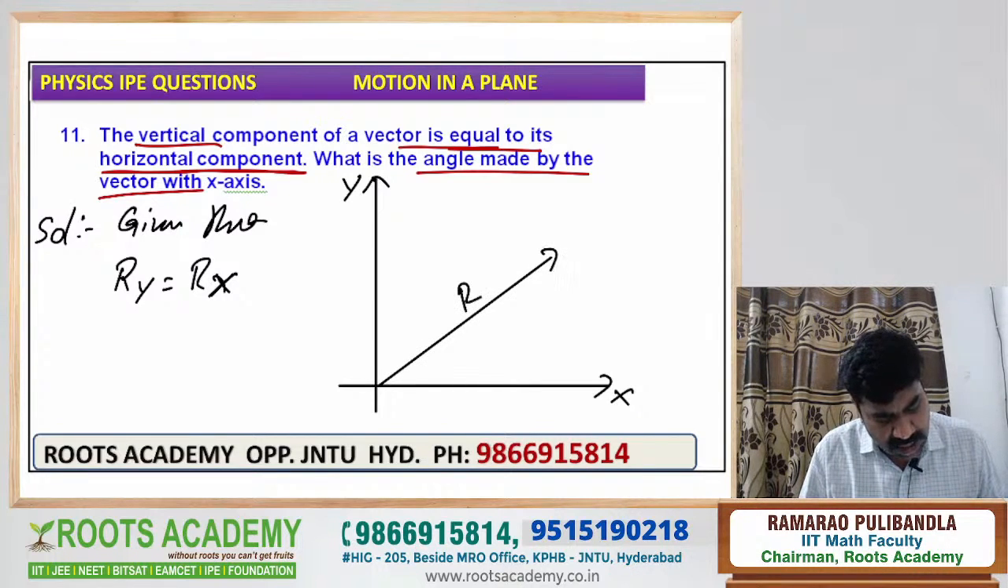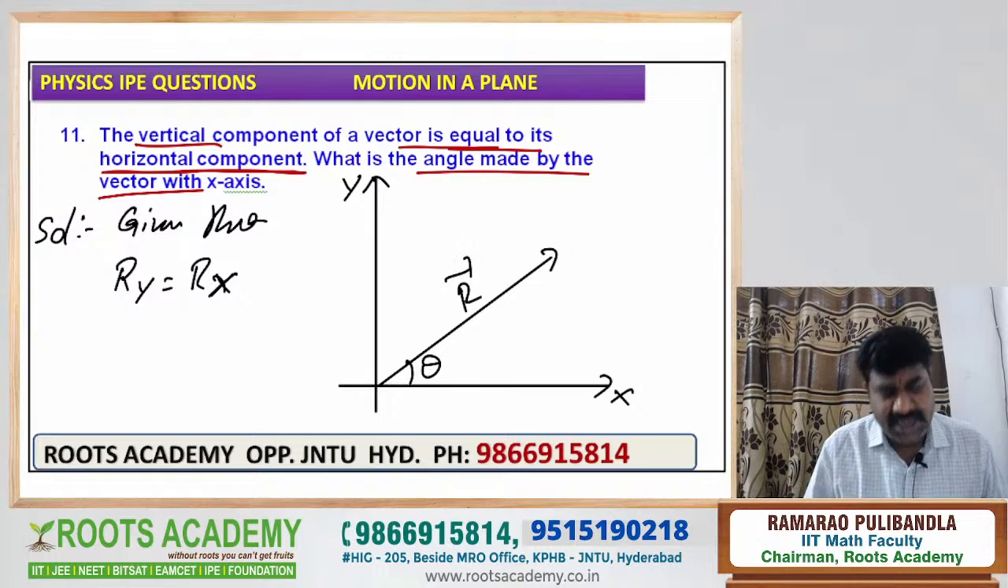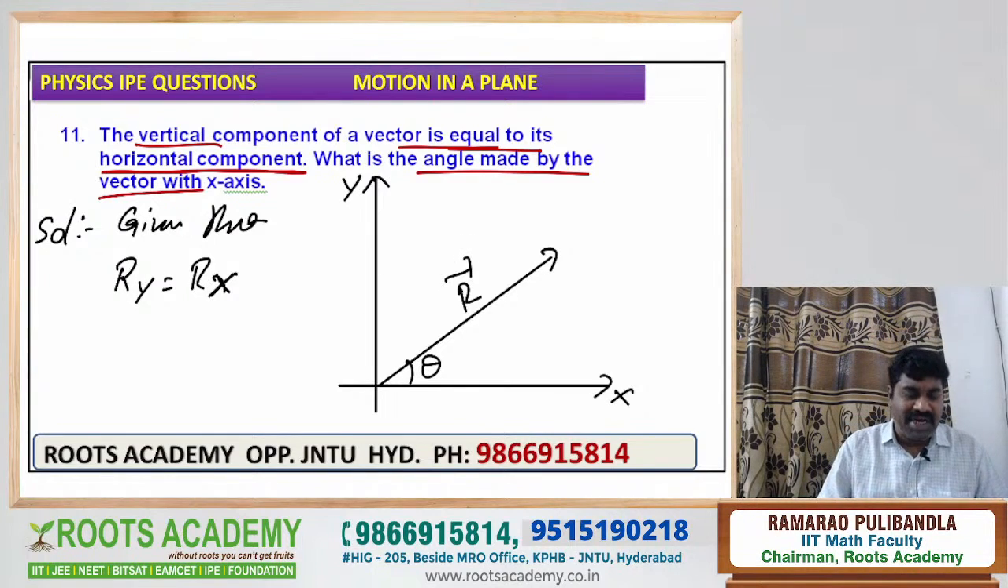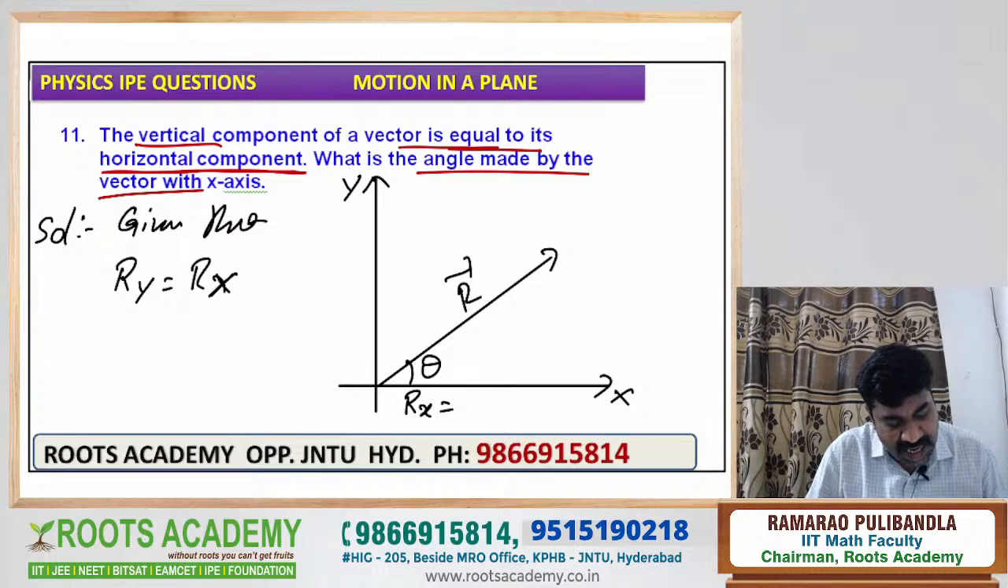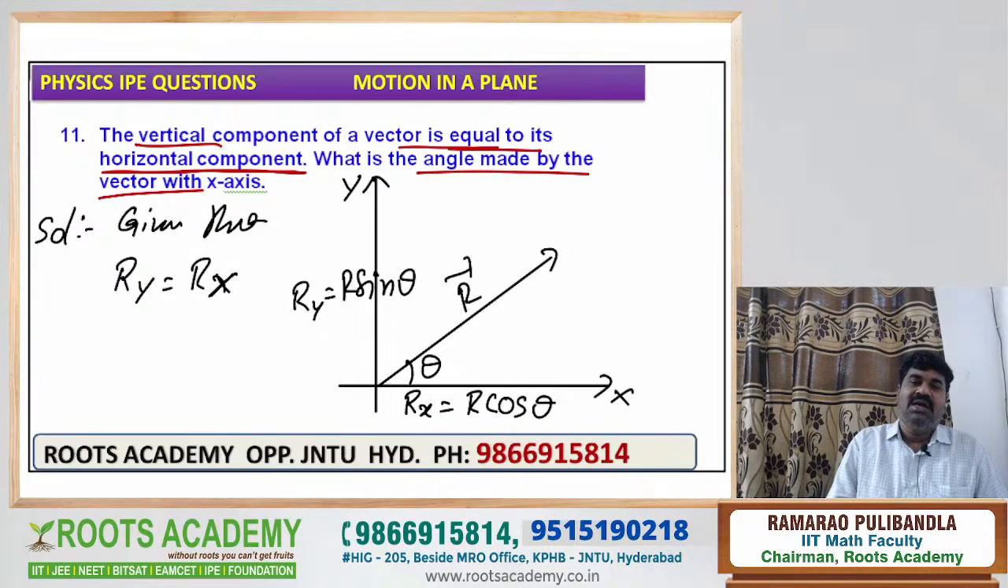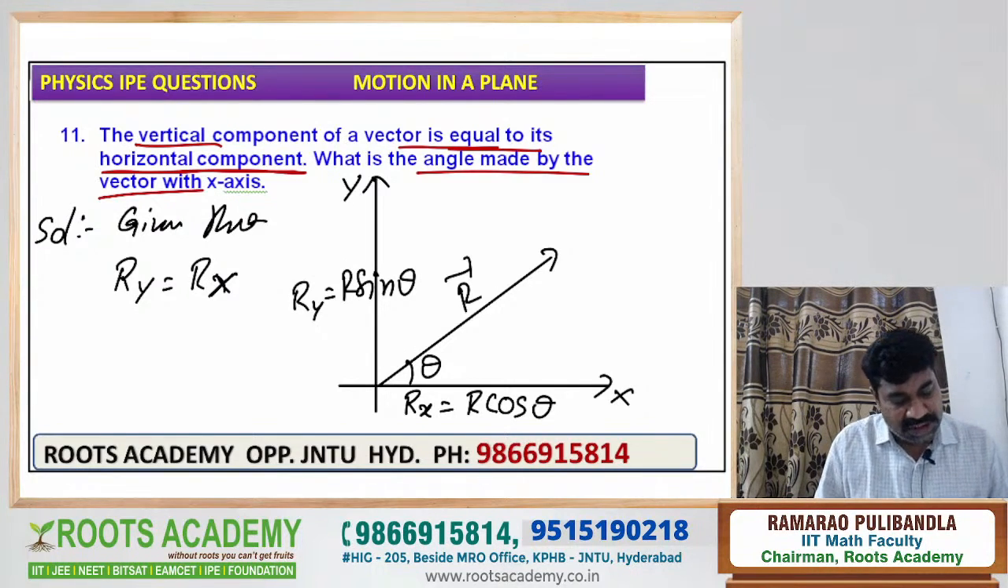This is nothing but R bar, making an angle theta. Here, resolution of the vectors. R bar is nothing but the horizontal component of vector. Rx is nothing but R cos theta. Ry is nothing but R sin theta. Vertical component is nothing but R sin theta. Horizontal component is nothing but R cos theta.